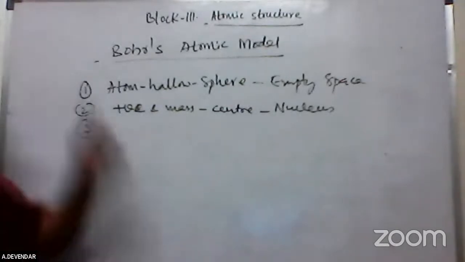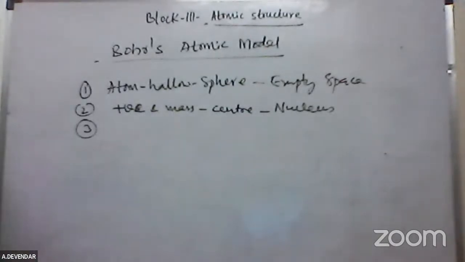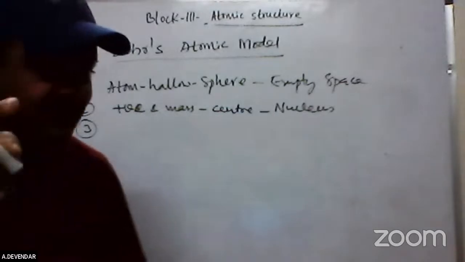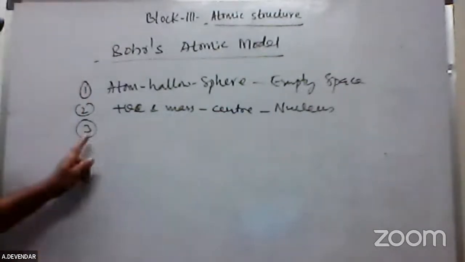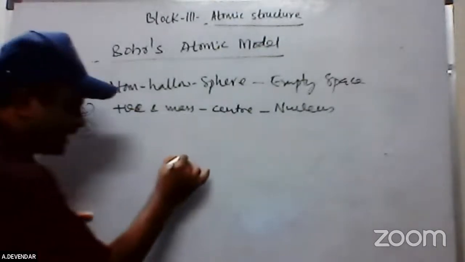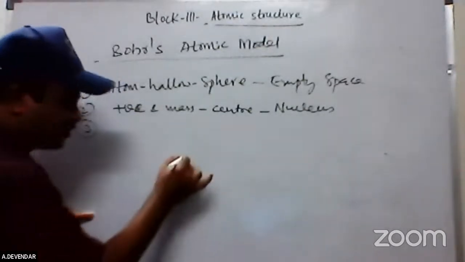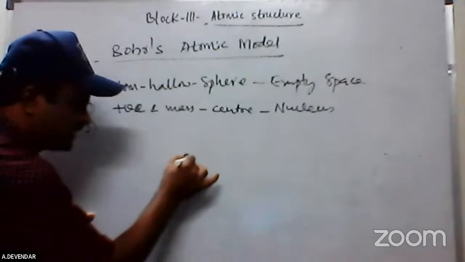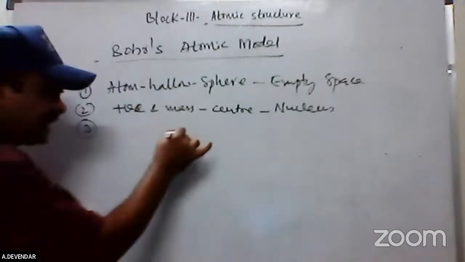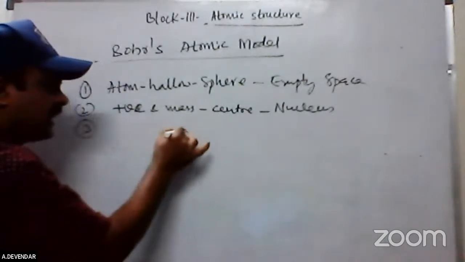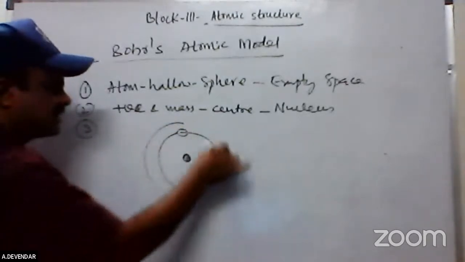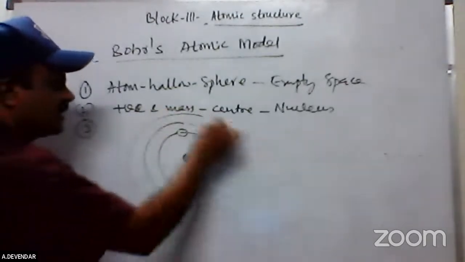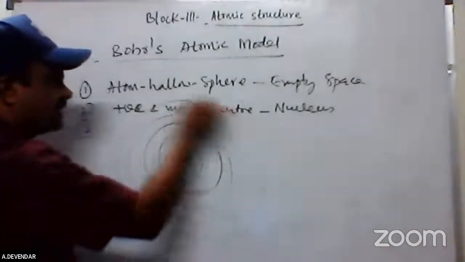But in the third point, Bohr explains the stability, and also that the electron does not lose its energy. So at the center you have the positive charge and mass. Around the center, the electron is revolving in a circular path. He made the circular path the concept.